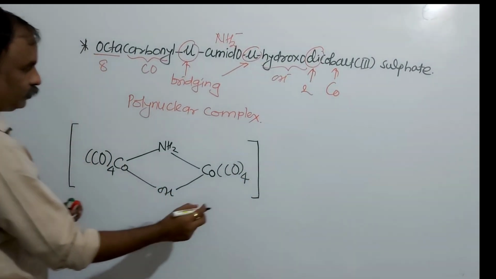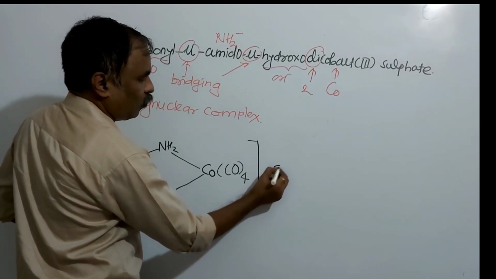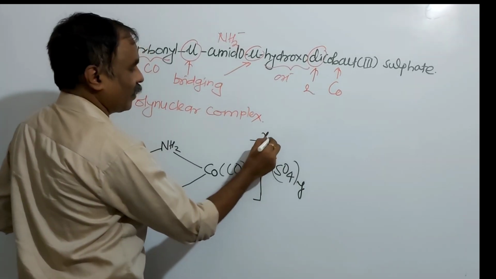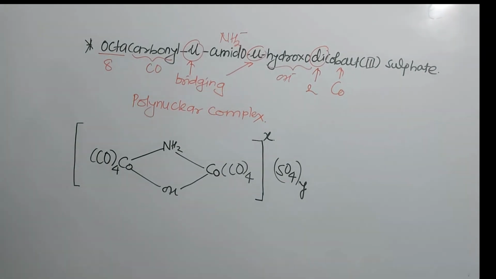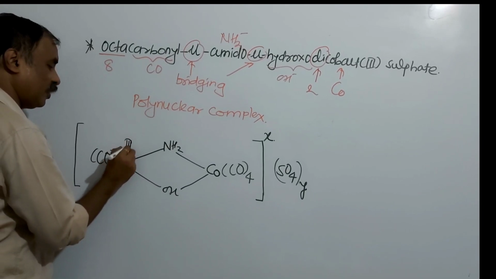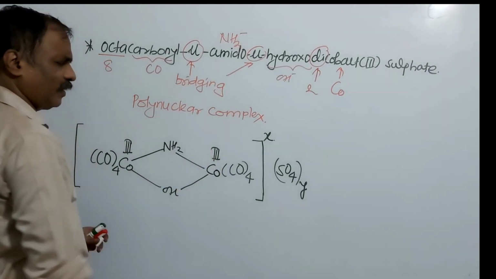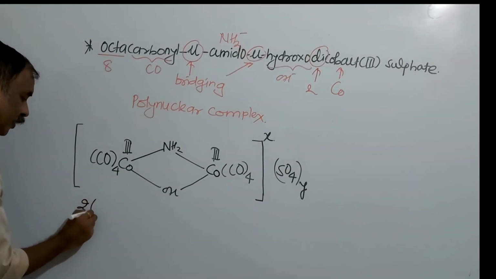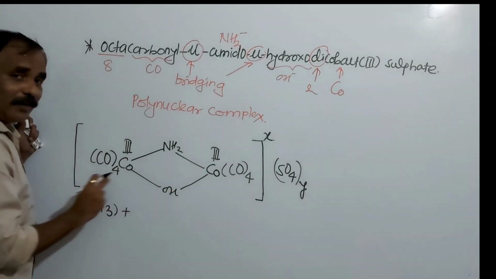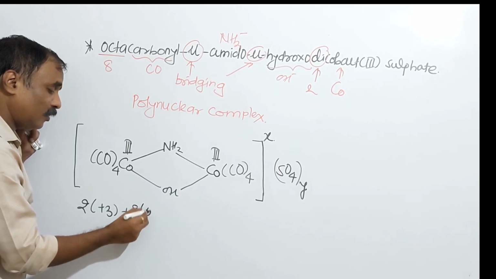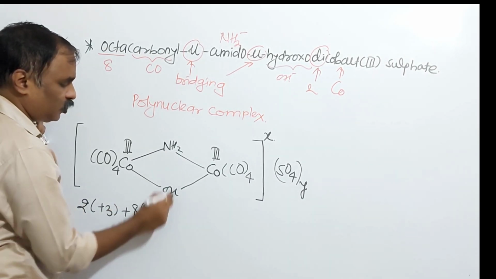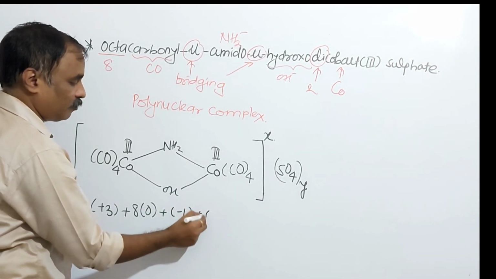And sulfate. We don't know how many sulfate anions are there. Consider Y. Charge on this is X. So what is X and what is Y? Here the oxidation number of cobalt is given. Here it is +3 and here it is +3. 2 cobalts are there, so 2 into +3 plus. How many carbonyl ligands are there? 8 carbonyl ligands, and 8 into carbonyl ligands are 0. Neutral ligands carry 0 charge. NH2 carries -1. OH carries -1.